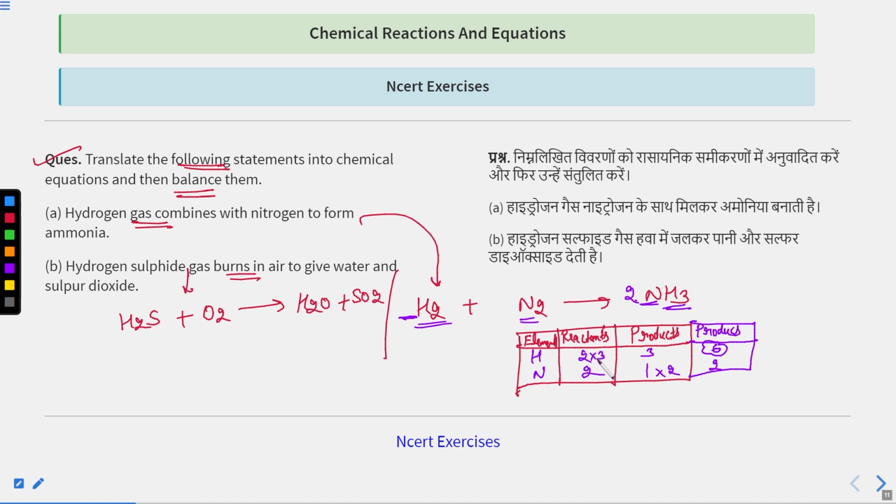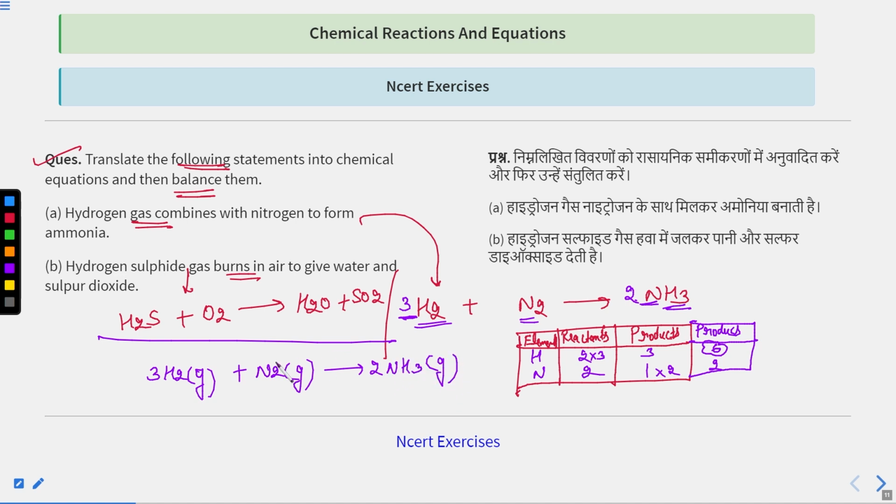So you can make a 3 here. You can put a coefficient 3 in front of H2 in the reactant side. Then you can see the balanced chemical equation becomes 3H2, which is a gas, plus N2, which is also a gas, gives 2NH3, which is also a gas.